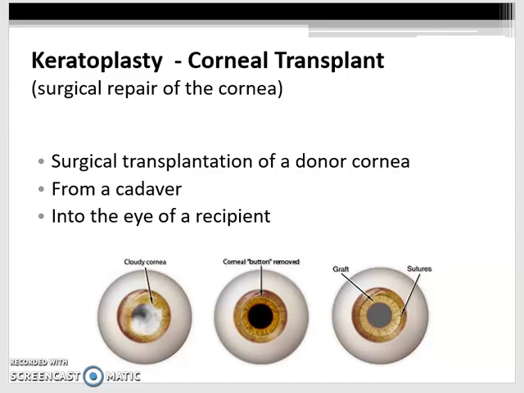And they do a surgical transplantation of a donor cornea into the eye of a recipient. And so, without getting into the pathology of what happened to the cornea that it needs to have a transplant, we'll cover that a little bit later. I just simply want you to be aware of the idea that keratoplasty is a form of cornea transplant and can help people who have pathologies of the cornea and can no longer see well.